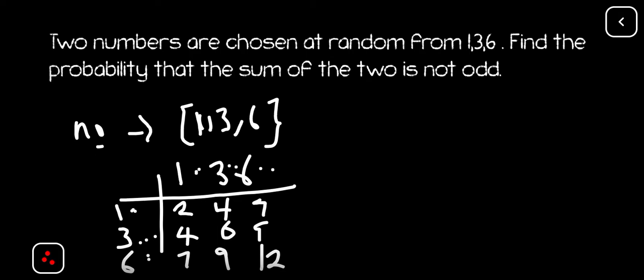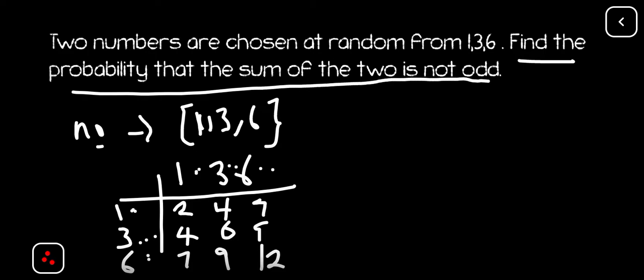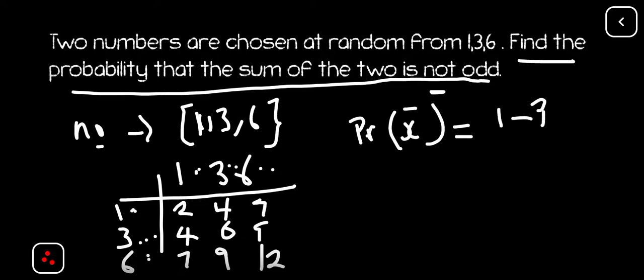So it could be any of these possibilities, and their sums are given here. Now, the question is, find the probability that the sum of those two numbers we have chosen is not odd. It's not odd. We've learned that the probability of an event not happening is equal to 1 minus the probability of it happening, represented by x. So this is like saying the probability of it not being odd is equal to 1 minus the probability of it being odd. So first things first, let's find the probability that it is odd.